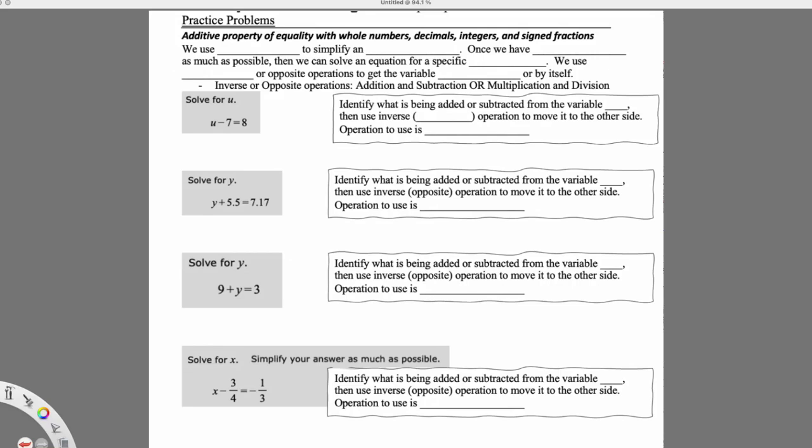All right, in this video, we're going to start looking at how to solve equations. So we're only going to focus on the additive property of equality. We're going to look at whole numbers, decimals, integers, and signed fractions. So we're going to look at four different types of numbers, but we're looking at the additive property in each one, and I'm going to explain what that means here.